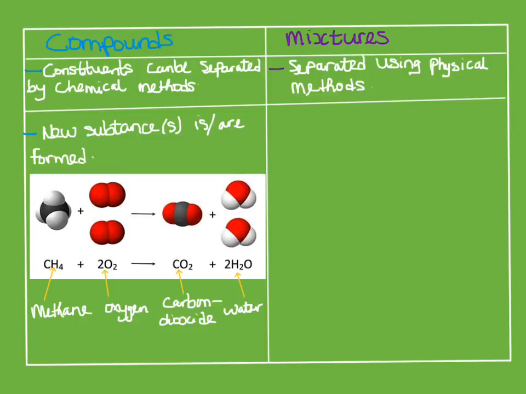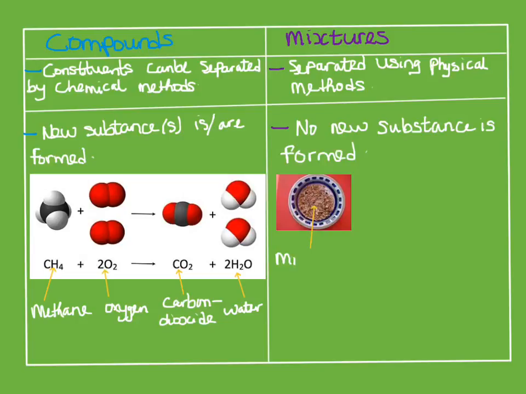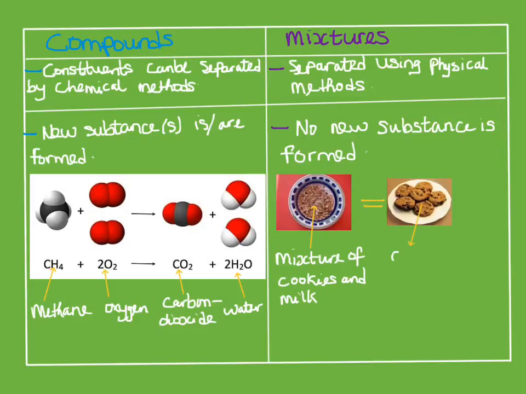As we earlier said, in mixtures, no new substance is being formed. So, if you have a mixture of cookies and milk in a bowl, it is equal to cookies and milk. No new substance has been formed. You will still have the same amount of cookies and milk present in the bowl.